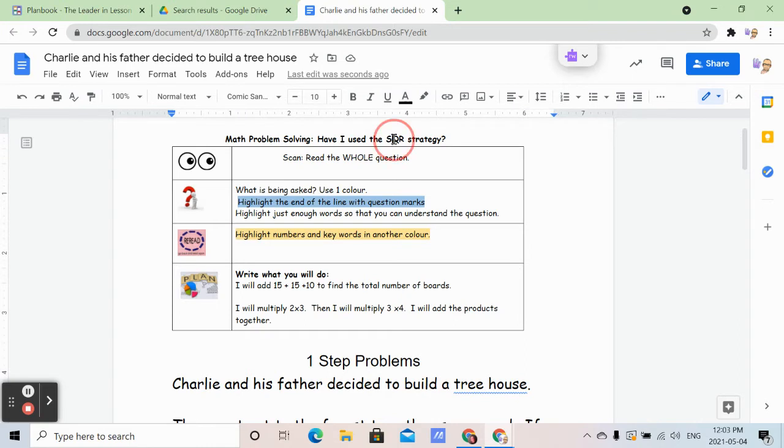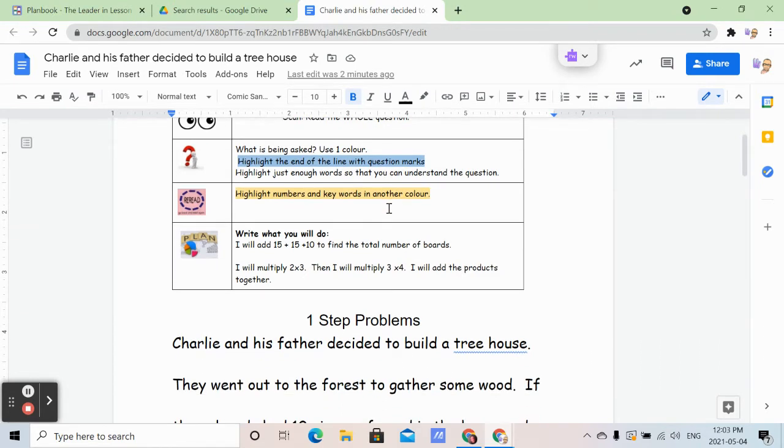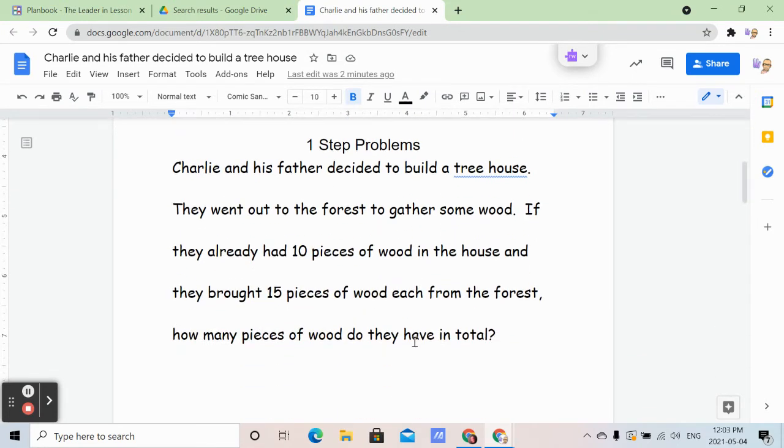Q means find the question. What is being asked? Use one color. I'm going to show you on your document, you can highlight just enough words so that you can understand the question. Starting with where is the question, it's almost always at the end, and what you want to look for is a question mark. So where's the question mark? Oh, there it is, right? So this is the question.